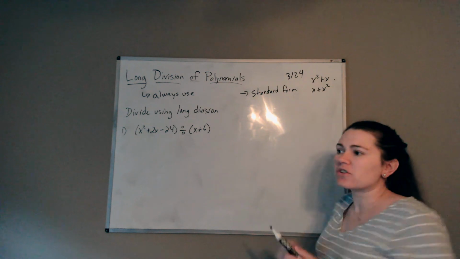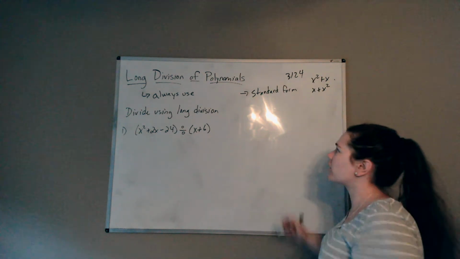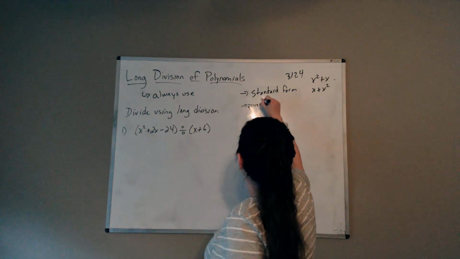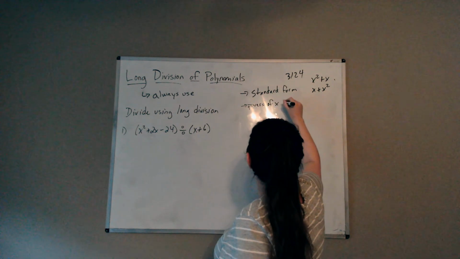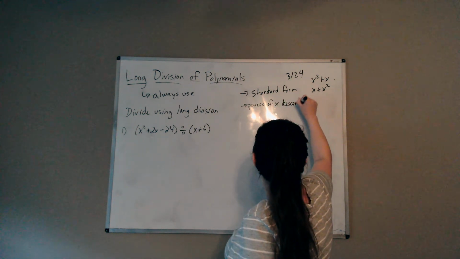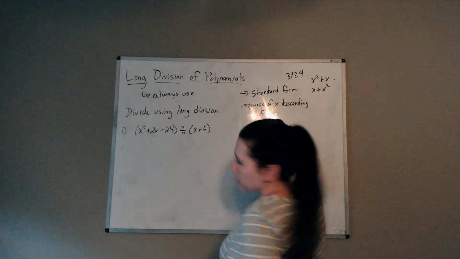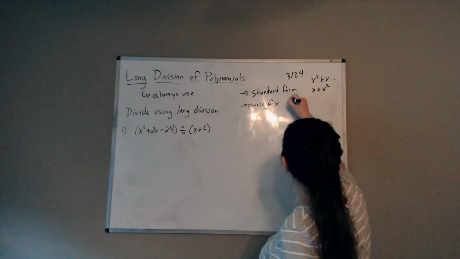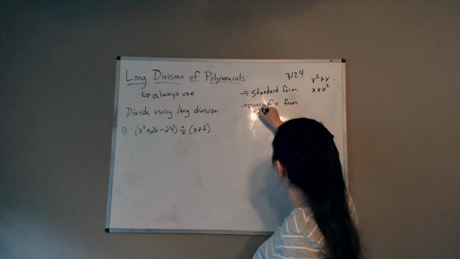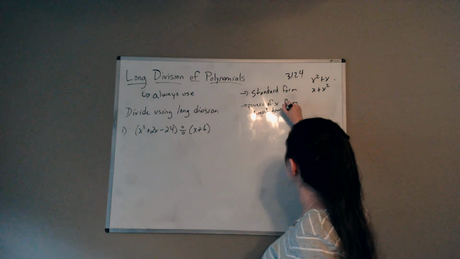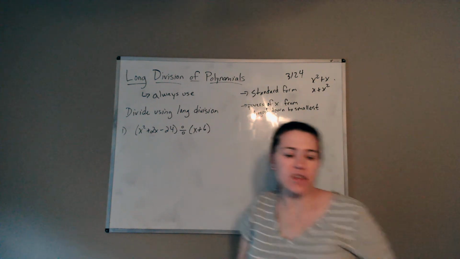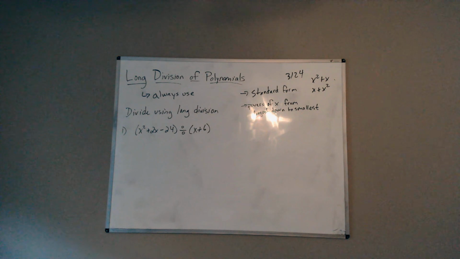In polynomials, we need to go from the largest power of x down to the smallest. So you need to make sure you're in standard form, and you need to make sure that you are counting up for all powers of x descending. We need to have all powers of x from largest down to smallest. So what that means is, we should have a placeholder. It's not going to be mandatory in long division, but when you learn a different type of division next with polynomials, it will be mandatory.